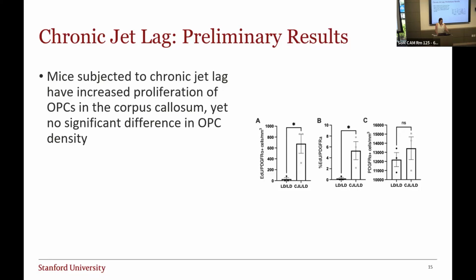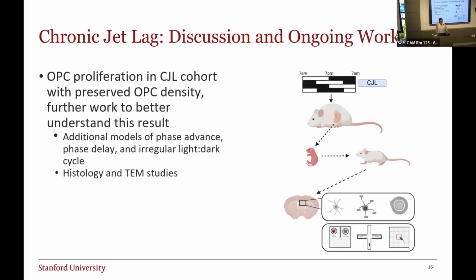But what we've seen is that mice who are subjected to chronic jet lag in utero have increased proliferation of oligodendrocyte precursor cells, specifically in the corpus callosum where we looked, yet there's no significant difference in their cell density. So increased proliferation, yet similar cell numbers. What does this mean? Well, there's a few different things that it could mean. The first is we need to replicate this. The second is, could this be differences in cell fate? Are we seeing increased cell death to explain these same cell numbers? Is there a difference in differentiation?